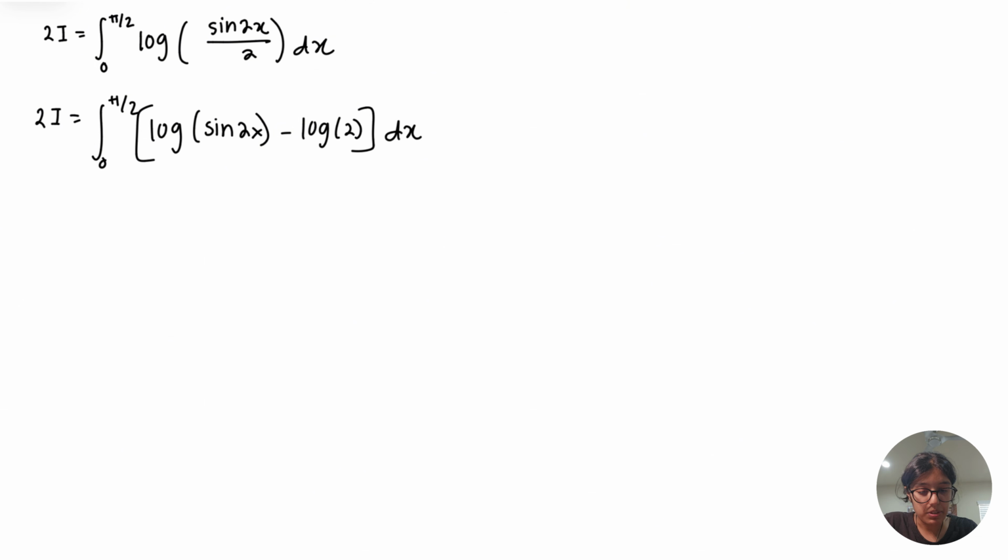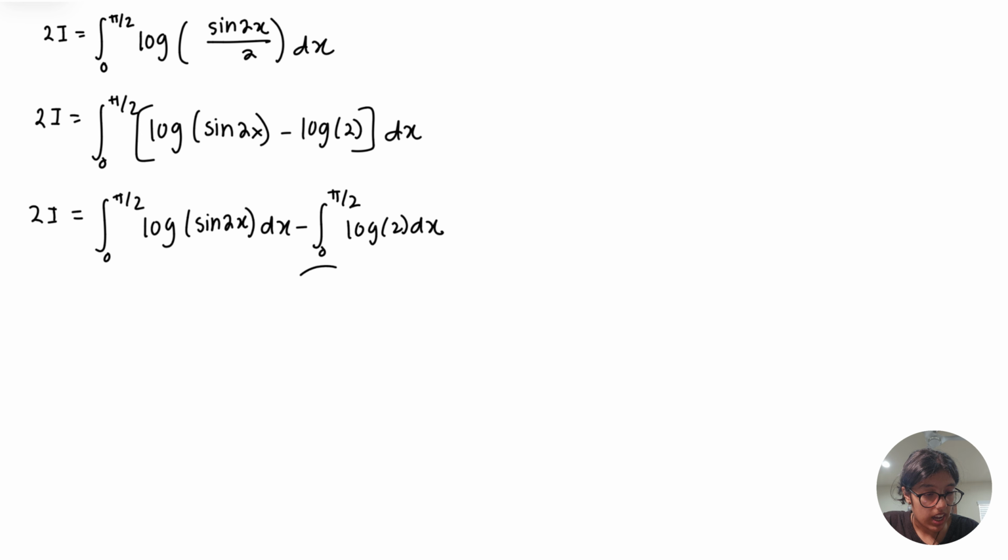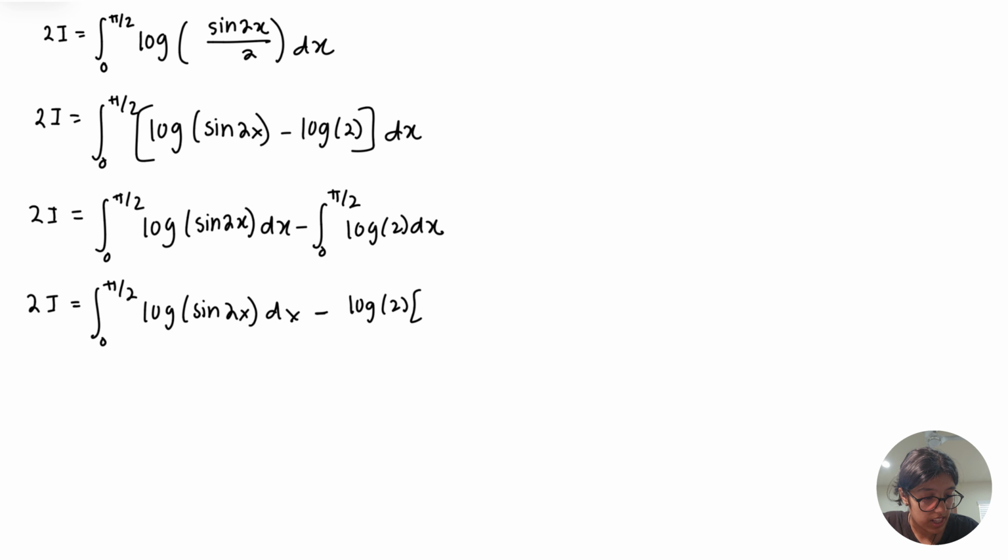And now I'm going to split this into two integrals because I see that this is just a constant, and if I split that into its own integral, it's going to become pretty easy to solve. So I'm going to split this into two integrals. And now I'm going to simplify this integral, and I'm going to leave this part the same. So I'm going to have 2I is equal to integration 0 to pi over 2 of log sine 2x dx minus, and this is just going to be log 2, and then I'm going to have x over here, 0 to pi over 2.